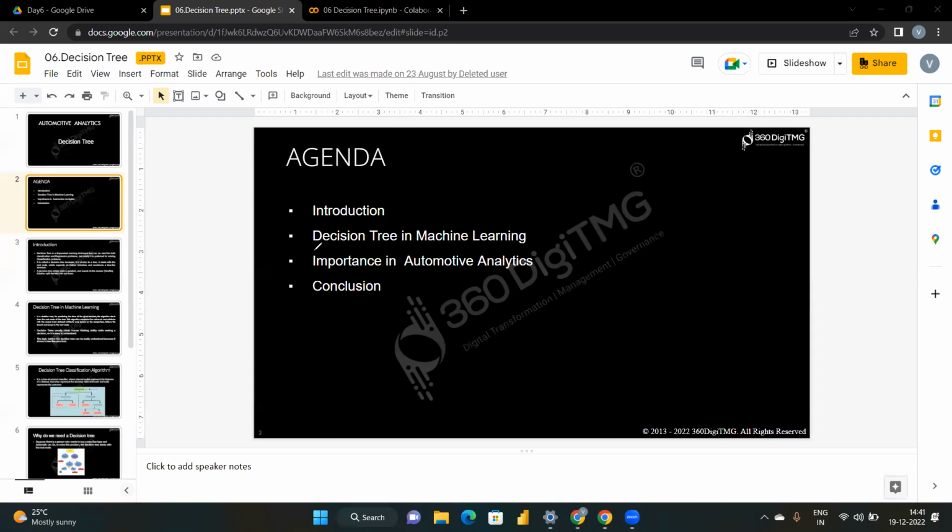So what is the purpose of that? And we'll be seeing what is the perfect definition of decision tree in machine learning algorithm and what are the libraries we have to import. And what is the importance in automotive analytics? When we are going to apply this decision tree, we have to always see what is the importance in automotive analytics. So we'll be seeing the important things related to automotive analytics. And after covering the introduction, decision tree, machine learning algorithm, and understanding the importance in automotive analytics, we'll be jumping into the conclusion, guys. We'll be seeing what type of things will be useful for us. So what is our conclusion in decision tree?